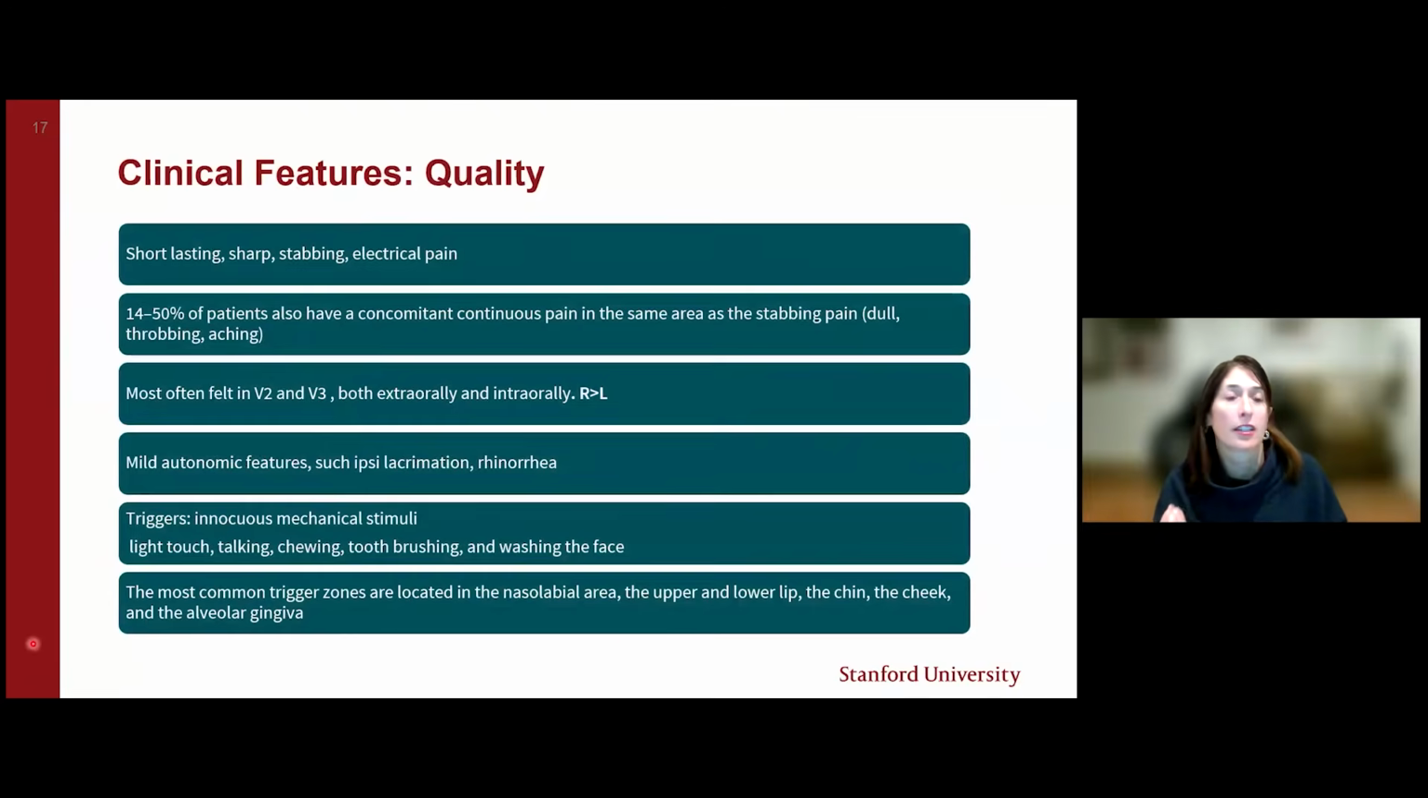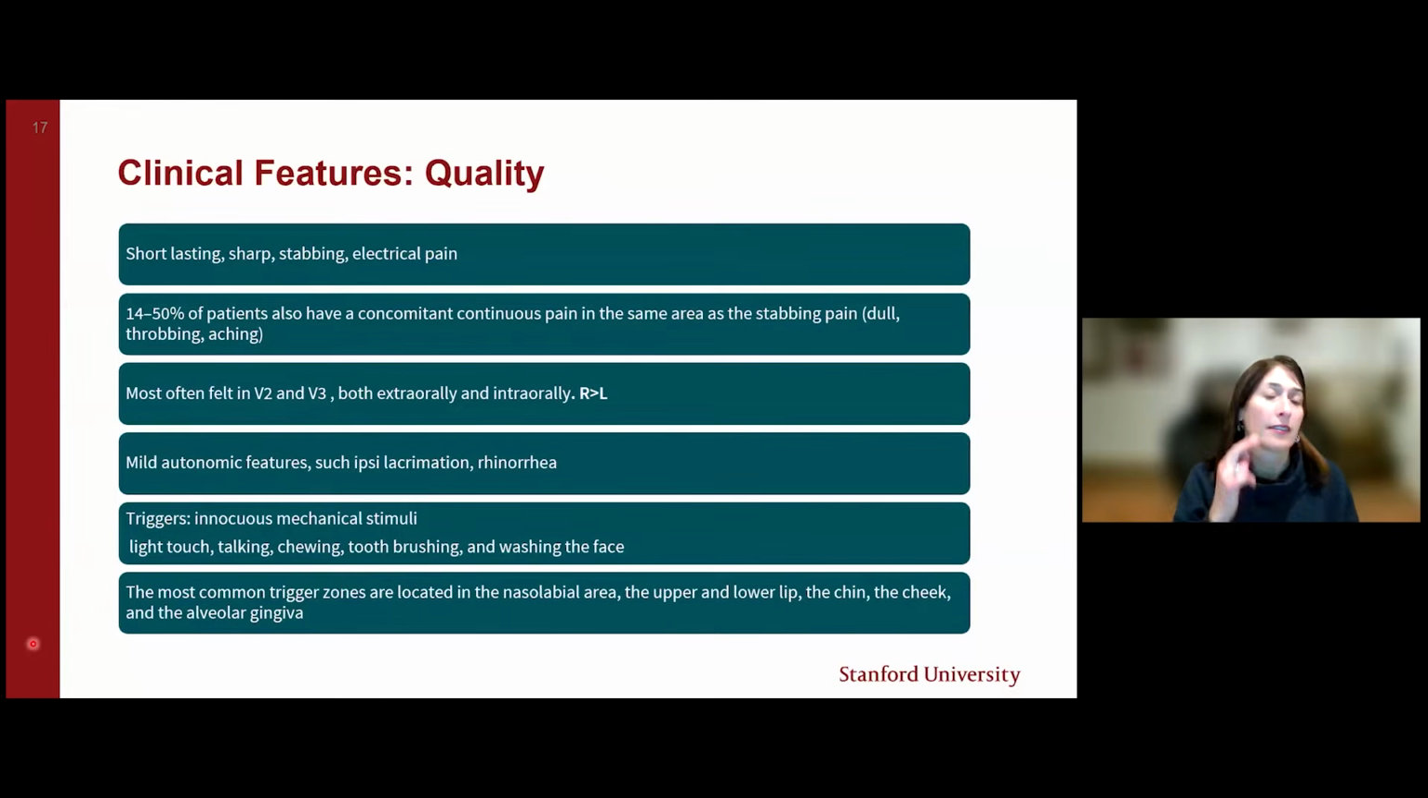And it has these very particular features. So sharp, shooting, stabbing, electrical pain. People use the word zapping and electrical and shocking and startling to describe the pain. And in medical language, we call that lancinating pain. And a small number of people also have continuous pain, underlying continuous pain in the same area. So they will have like an underlying dull throbbing or aching pain, and then on top of that, they will get the sharp shooting pain.